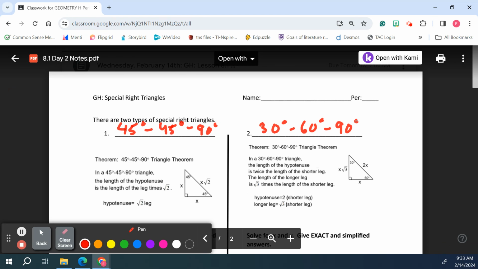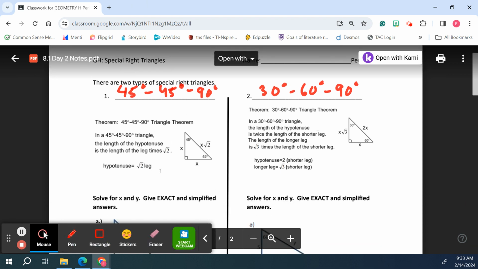Again, not insanely hard material, but the hardest part is mostly multiplying and dividing by radicals. So let's take a look at 45, 45, 90.